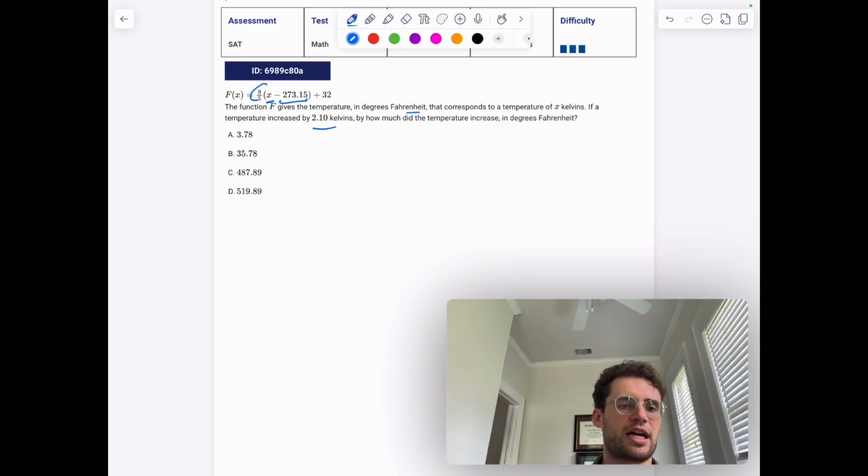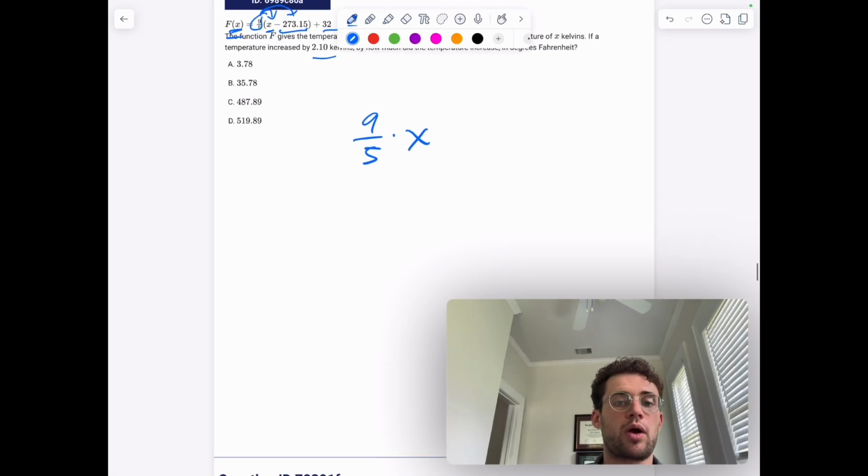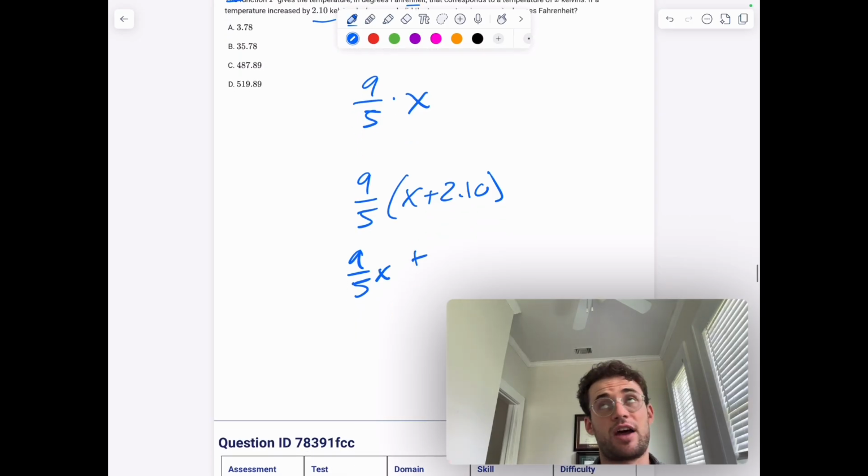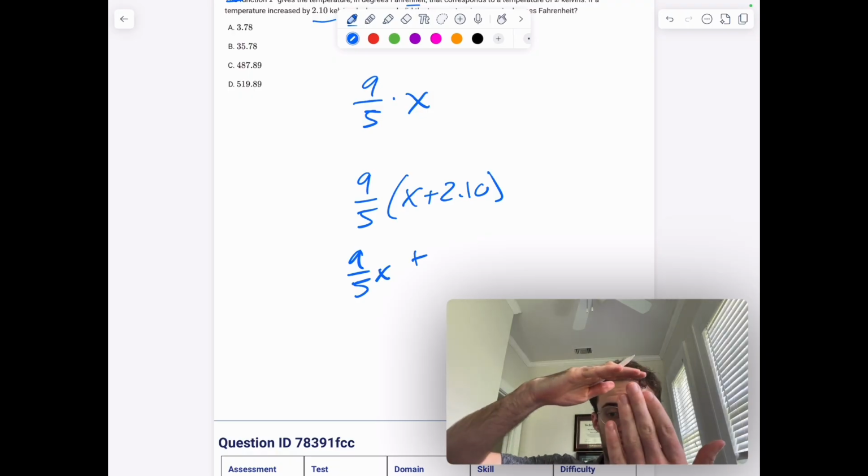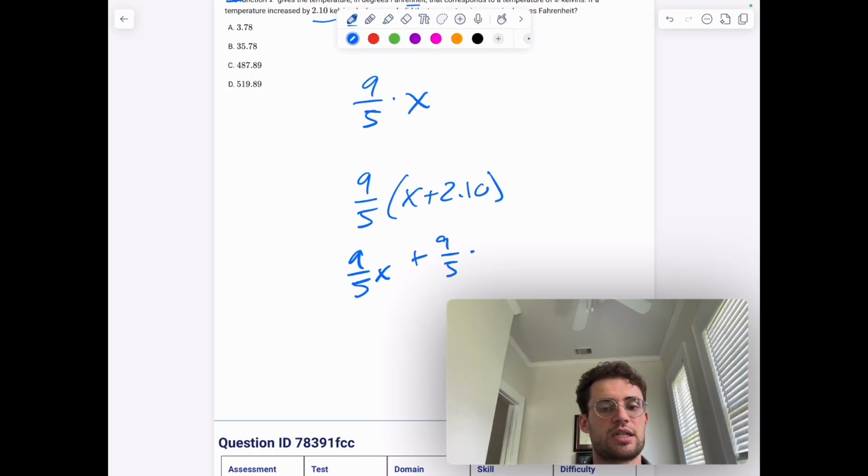Essentially, if you distribute this 9/5 to the x and to the minus 273.15, you're still getting 9/5 times negative 273.15 no matter what x is. And you're still adding 32, again, no matter what x is. So the only thing that's affected by the x would be that 9/5 times x term, which will show up in the f of x. So if x goes up by 2.10, you could write it as x plus 2.10, and you still have 9/5 x, like you did originally, but you're getting bigger by an amount, right? It's going up a fixed amount of 9/5 times 2.10.